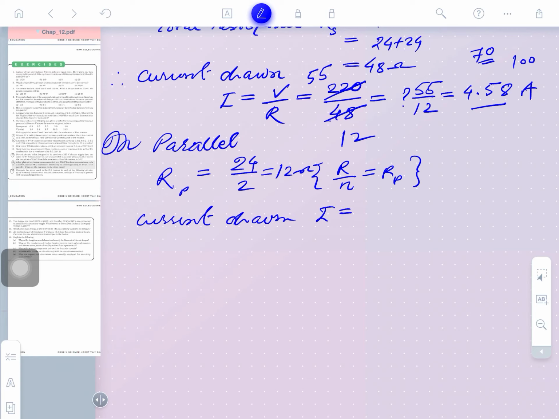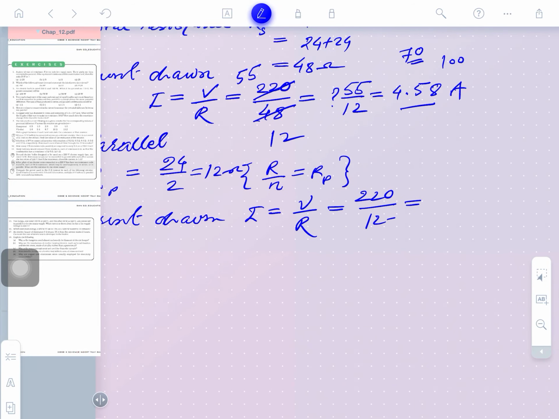But the current drawn I is equal to V upon R. What is V? It's 220 volt. What is R? 12 ohm. So what will the current come here? Can be cancelled by 2. 6 it is and 110. Again 2, 3, what's coming? 55. So 3, 1 is 3. What is left here? 2. 3 8s are 24.